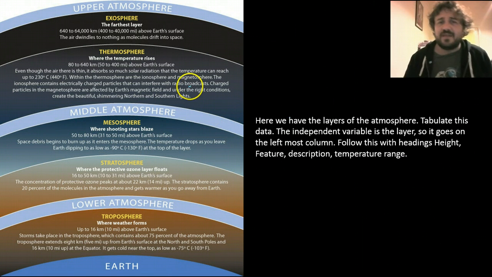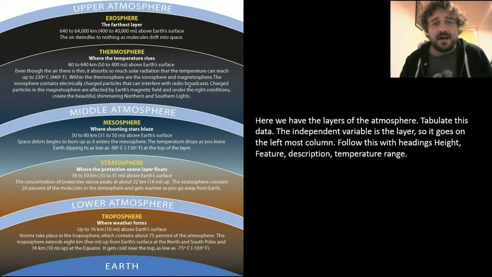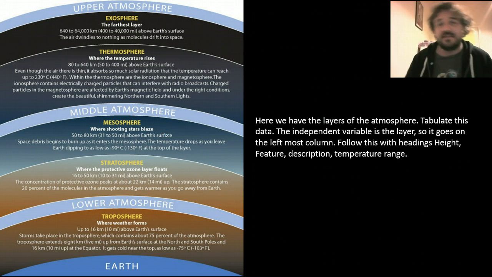Then the thermosphere, the temperature goes right up, and that's basically because of the large amount of solar radiation that is absorbed just there. Then we've got the mesosphere, so this is where shooting stars happen. This is basically where it starts to get a bit thicker. So space debris burns up as it hits, making shooting stars. Then we've got the stratosphere.